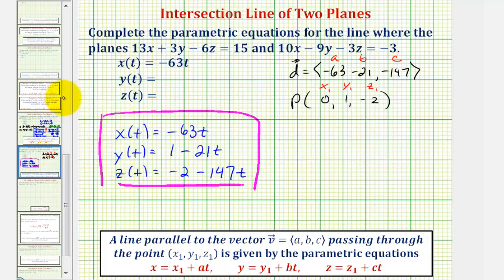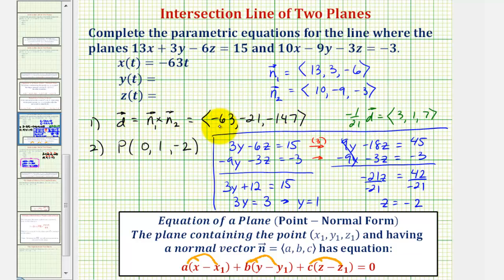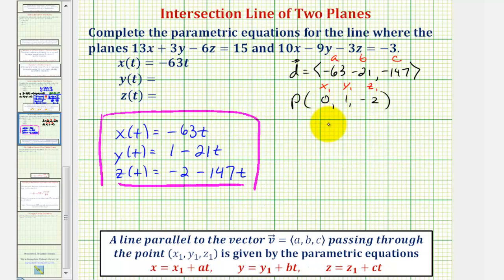But I do want to point out that it would have been simpler to use, instead of this direction vector, this scalar multiple, where we could let a equal 3, b equal 1, and c equal 7. So I do want to show that as well. If we use the direction vector negative 1 over 21 times vector d, with an x component of 3, a y component of 1, and a z component of 7, we would have the parametric equations x of t equals 0 plus 3t, or just 3t, y of t equals 1 plus 1t, or just 1 plus t, and z of t equals negative 2 plus 7t.